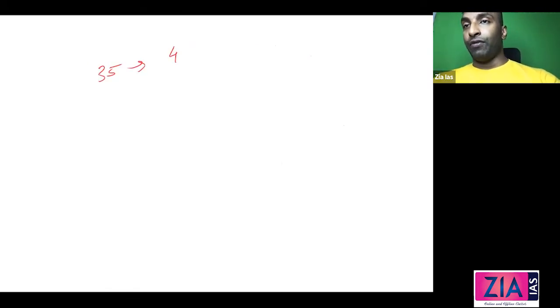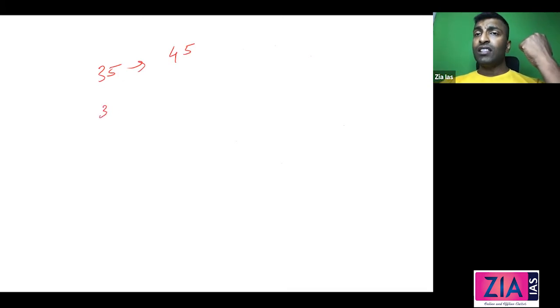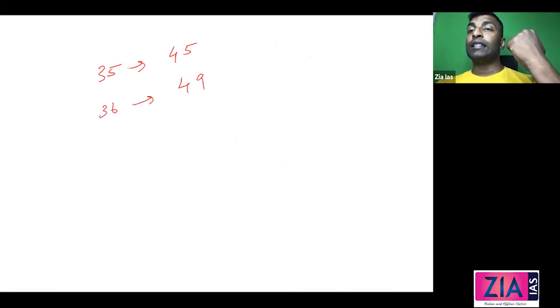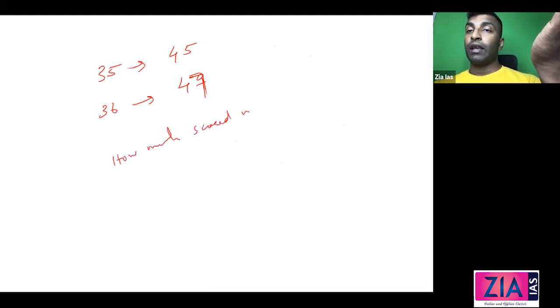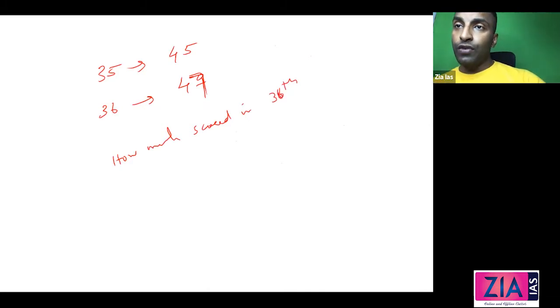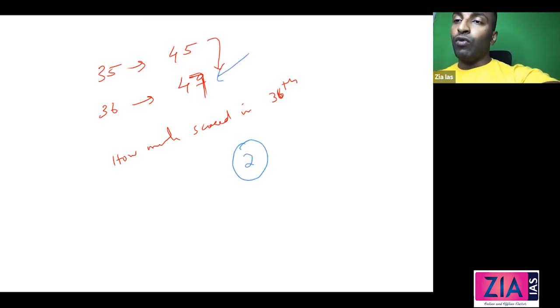Average is 45. In the 36th inning, average increases to 47. What will they ask you? How much scored in the 36th innings, right? Looking into this, you will understand he scored more than the average. How much more? How to know that? This is 2 extra. What we need to do?